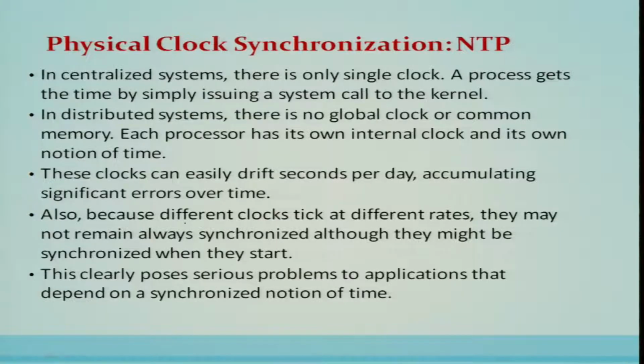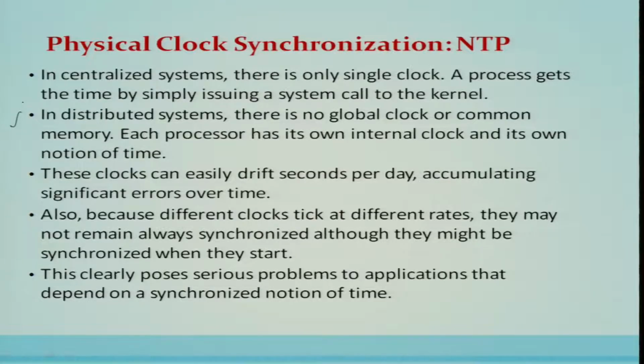In a centralized system, there is only one single clock. The process gets the time by simply using a system call to the kernel. So the next process, if it gets the time, will always get a higher time because it is getting it from the same clock. So there is no problem of clock synchronization in a centralized system. However, in a distributed system, there is no global clock or common memory. Each processor has its own internal clock and its own notion of time. These clocks can easily drift seconds per day, accumulating a significant error over time.